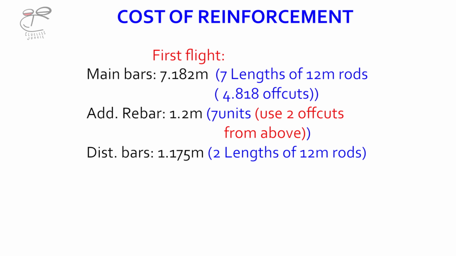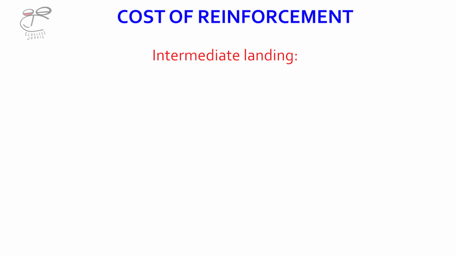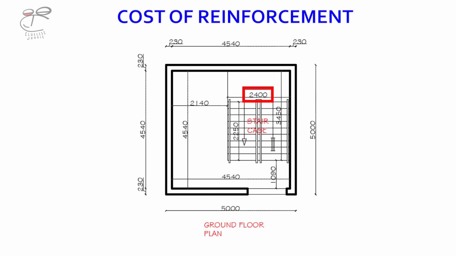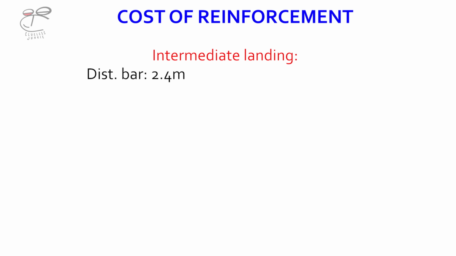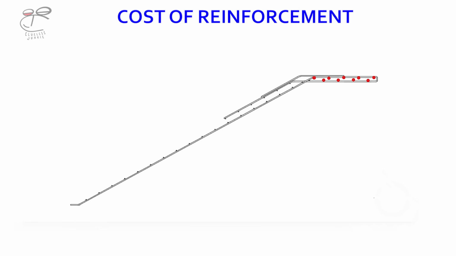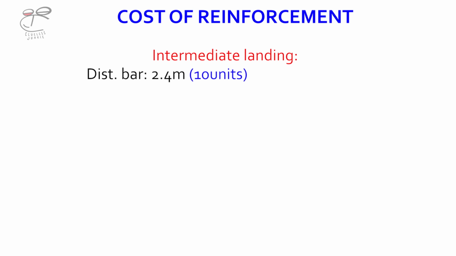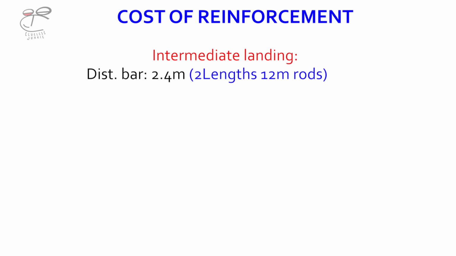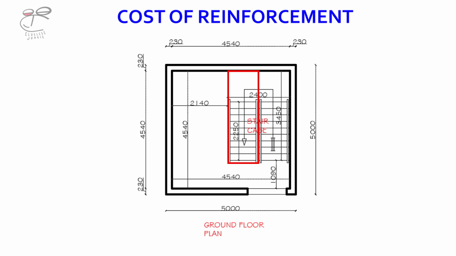We'll move on and do the intermediate landing. The distribution bar is about 2.4 meter going from the floor plan. We'll specify that distribution bar 2.4 meter. How many units of that? There's about 10 units of those on the intermediate landing. So 2.4 multiplied by 10, that gives 24 meter. 24 meter divided by 12 meter average rod length, and that's about 2 lengths of 12 meter rods for the intermediate landing. The next thing, we'll move on to the second flight.